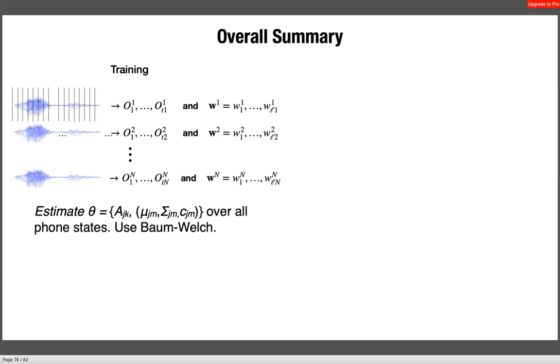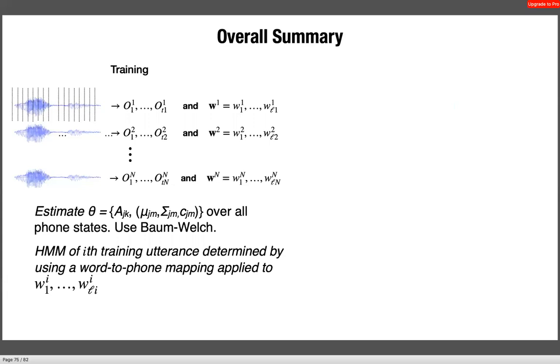Now you need to estimate theta over all the phone states. Okay, so now you have HMMs corresponding to each phone, and each of those HMMs will have, say, 3 or 5 states for each phone. And these are the details which I'm going to cover in the next module in a lot more detail. And they'll all have corresponding parameters which you're going to estimate using Baum-Welch.